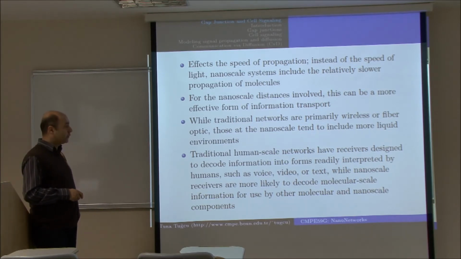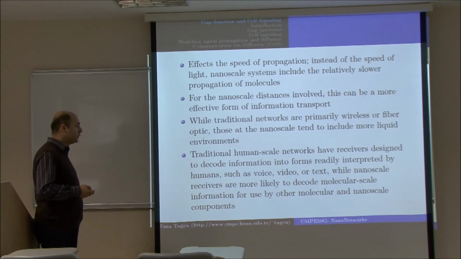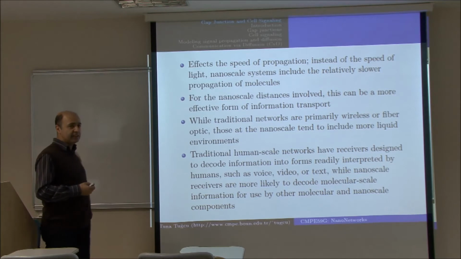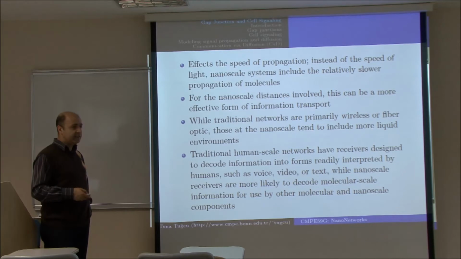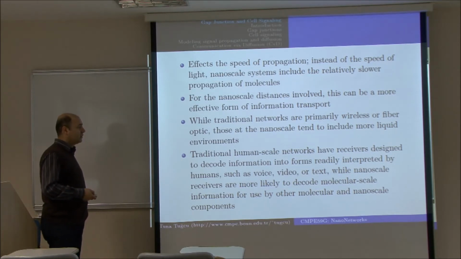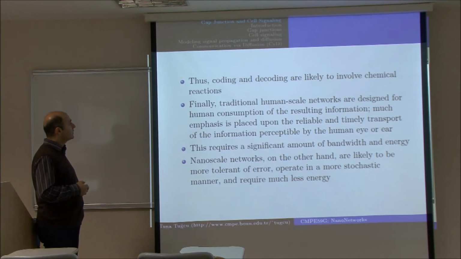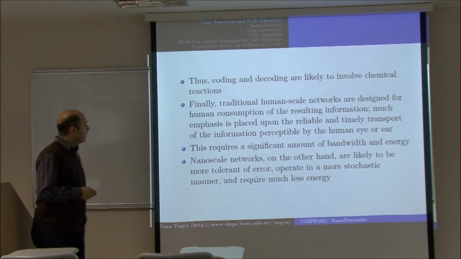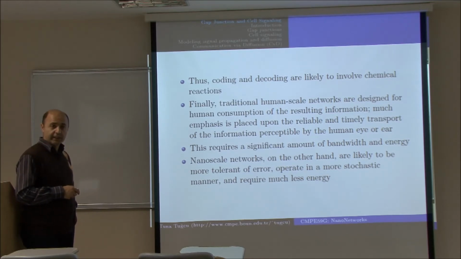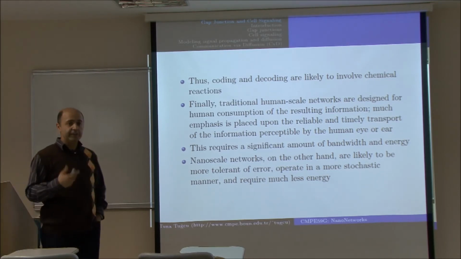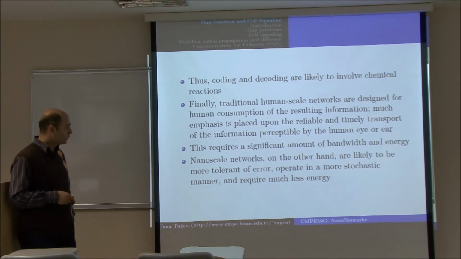Traditional human scale networks have humans at one end, so the decoding of the information is intended for the human being as the user. Therefore, we're carrying typically voice, video, or text. Whereas in nanoscale networks, the receiver itself should be a nanomachine, so we're not considering such applications. Coding and decoding should involve chemical reactions. That means a completely different design for the transmitter and also the receiver.